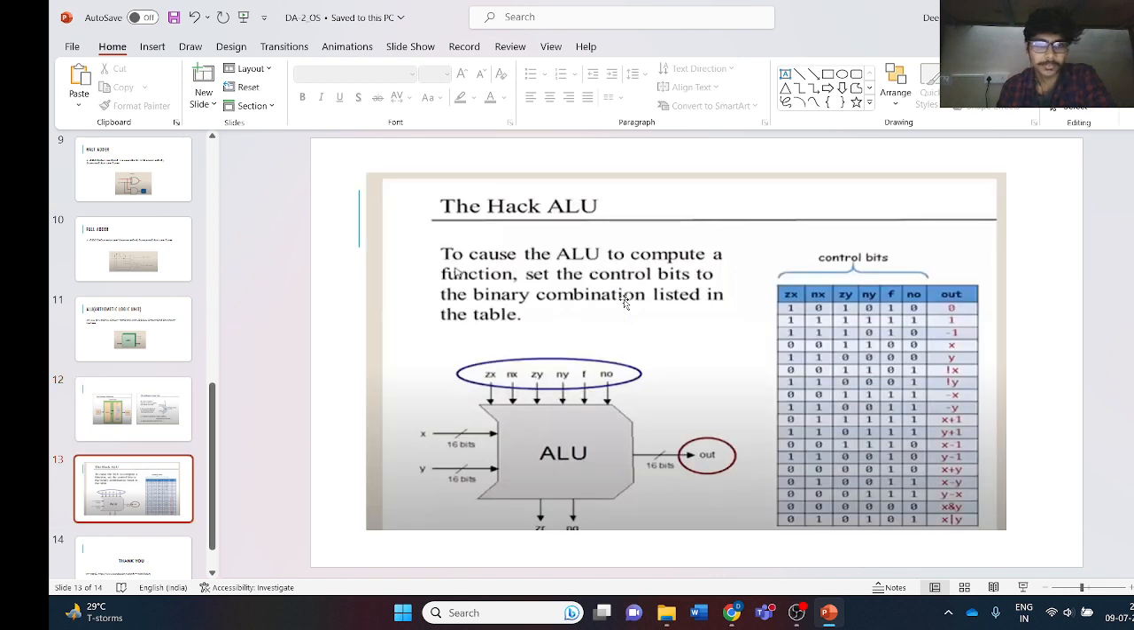So, Hack ALU. To cause the ALU to compute a function, the control bits are set to the values listed in the table. So these are basically the control bits which we'll use in the simulation part, and these are the outputs we get in our simulation. This is an illustrative diagram. So let us do the simulation part.